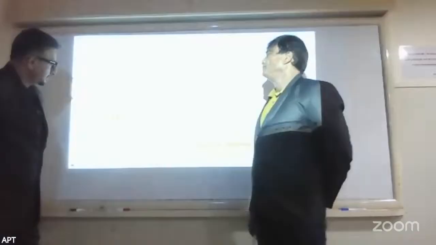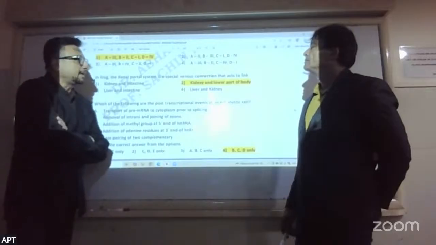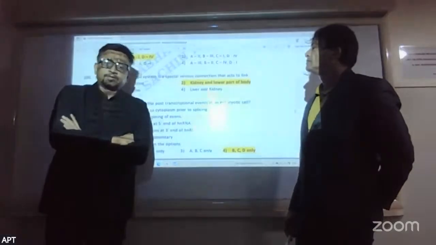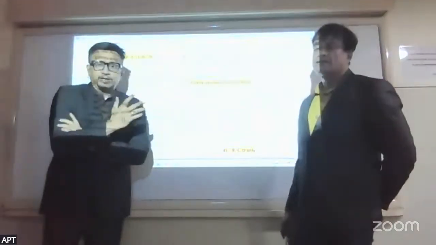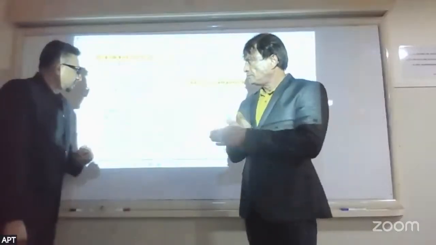Can we go ahead? Yeah, 106, in a frog the renal portal system, straight, kidney and lower part of the body. This year there were 3 to 4 questions on a frog. Last 3 years there were a lot from the cockroach. Yes. This year their favorite animal emerged out to be a frog. But it's a straight question, second alternative.